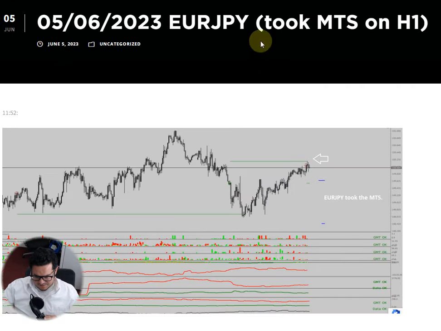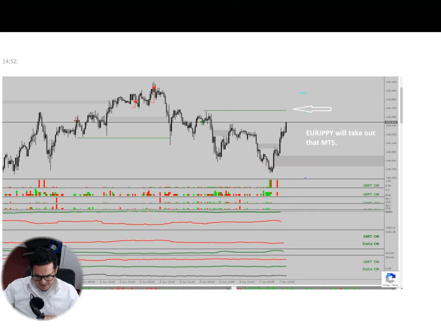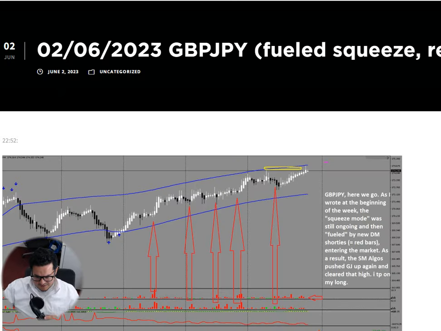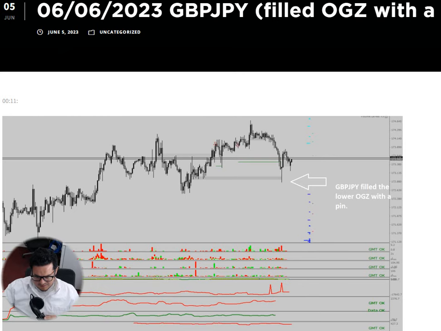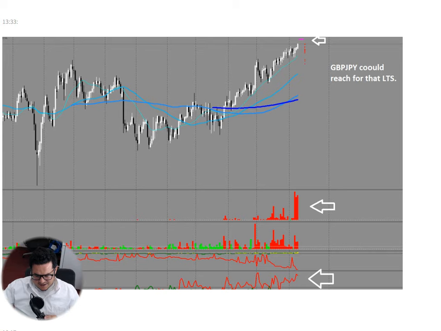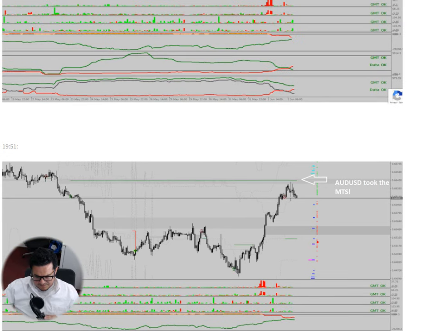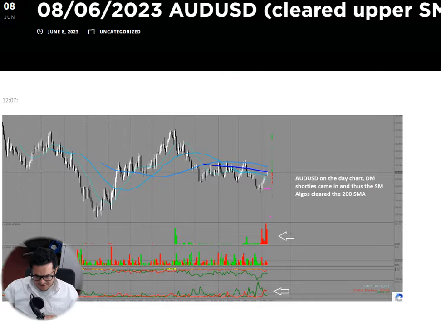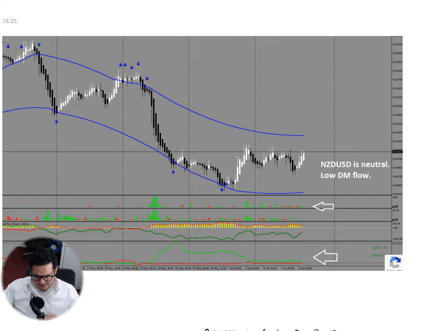So you see, some markets were less tradable, like gold and silver, and others were very tradable, like here Euro Yen. Remember those beautiful MTS runs? I predicted again some really good moves. Credit where credit is due. Nice ones here, Pound Yen. Boom. So the yen pairs gave some beautiful trades this week. Aussie also gave several nice ones. Kiwi, keep an eye on it, as I said before. Let's see what it does next there.